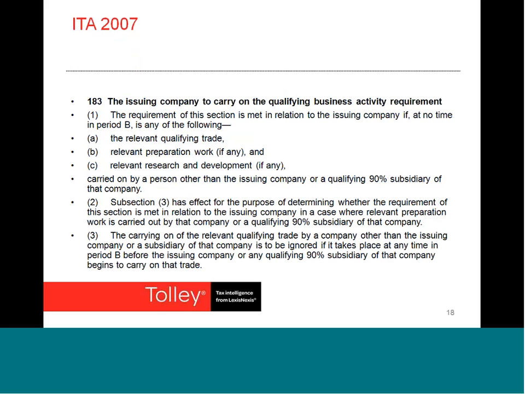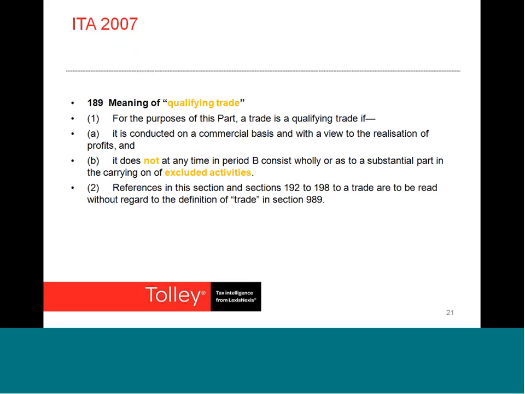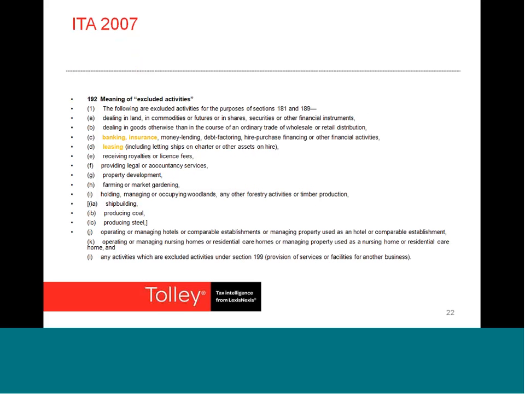Now again, here's Section 183. I don't want to be reading through all of Section 183 in the exam. I just haven't got the time. I want to have prepared 183 so that when I open it, I just see the key things. So qualifying business activity, relevant qualifying trade. What is a relevant qualifying trade? It's not excluded activities. What's excluded activities? Well, land, banking, leasing, property development, and so on.